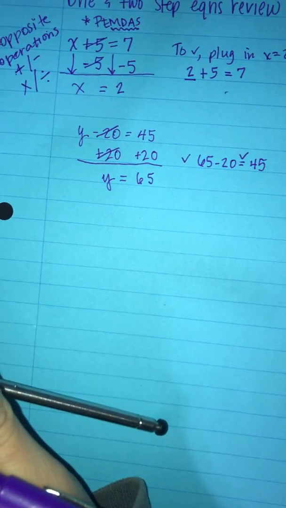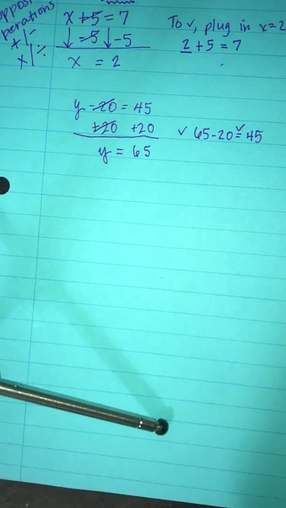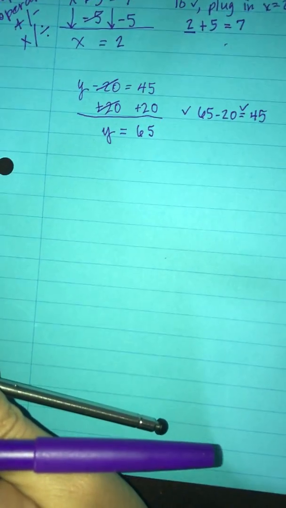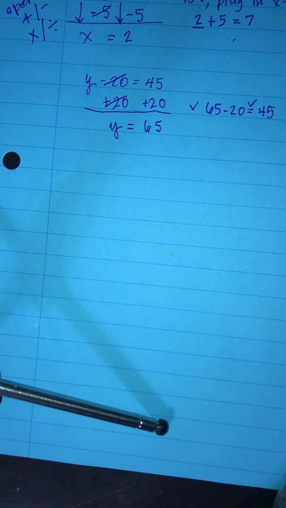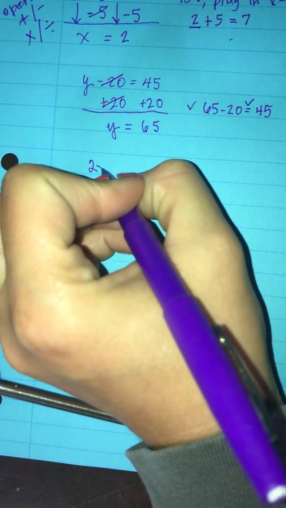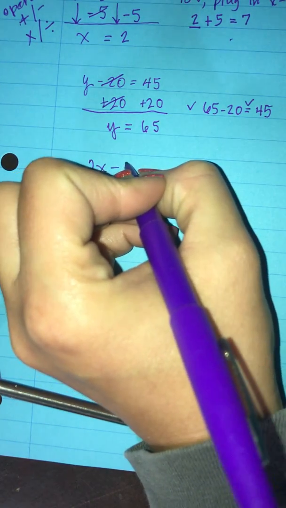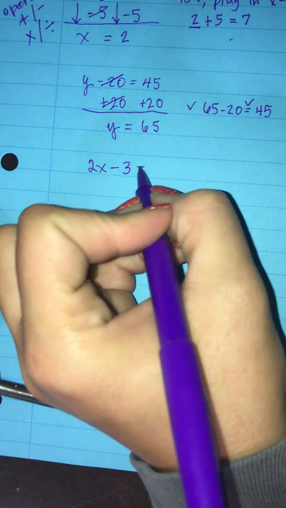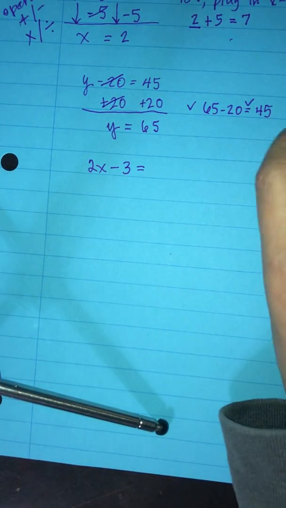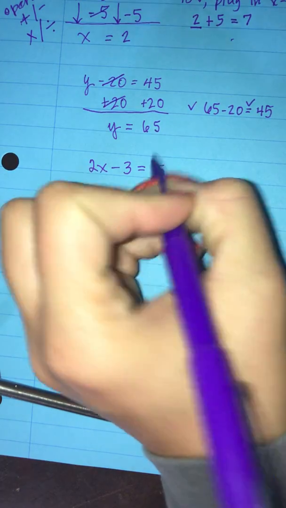Okay, let's look at some multiplying and dividing. When you have equations that have multiplying or dividing, you're going to have something attached to your variable, and that's where the multiplication and division part comes in. So something like this. Let's do 15.